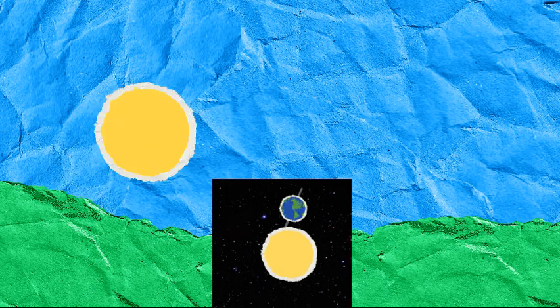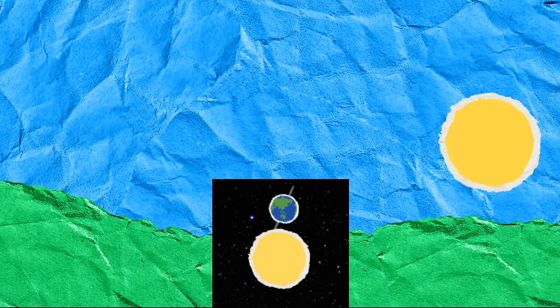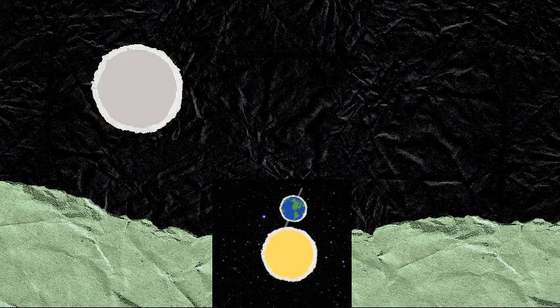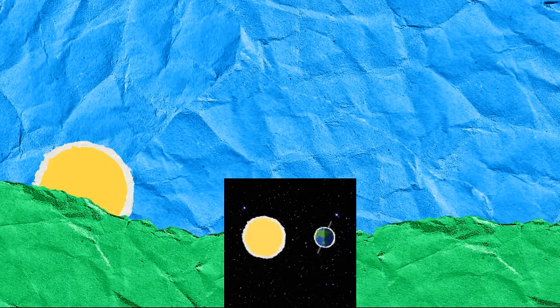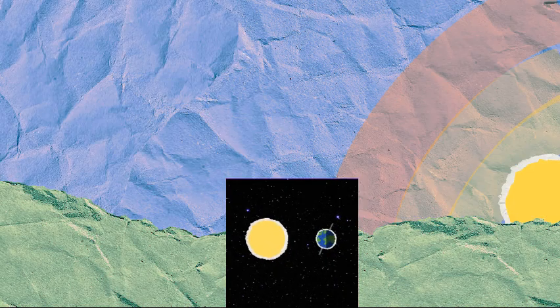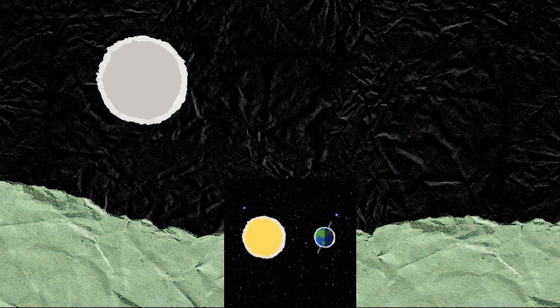Daylight length also changes with latitude because of the curvature of the Earth and its tilt. Near the equator, the length of the day and night stays almost the same throughout the year, about 12 hours each, because the sun's rays hit almost directly year-round. But as you move toward the poles, the differences between day and night become more extreme, especially during the solstices.